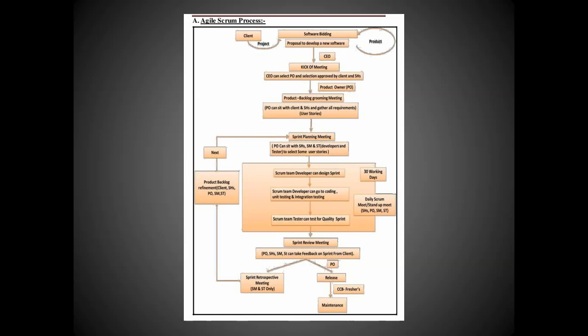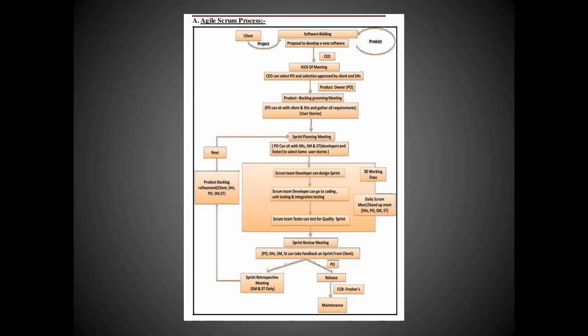They select some user stories, and the Scrum team developers design the sprint. The developers go on to coding, unit testing and unit integration testing. And the Scrum team testers test for the quality of the sprint. Next, again they are going to conduct one sprint review meeting. The attendees are the PO, stakeholders, Scrum Master and Scrum team, who take the feedback of the sprint from the client itself.